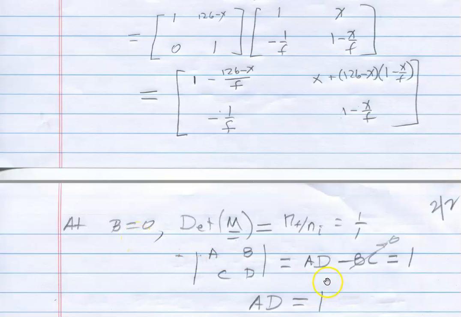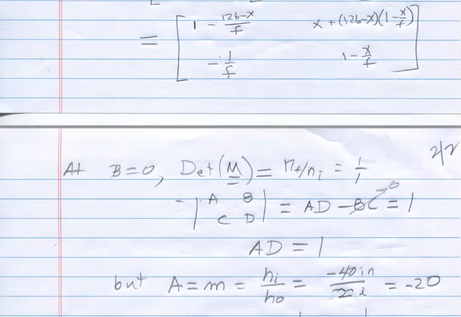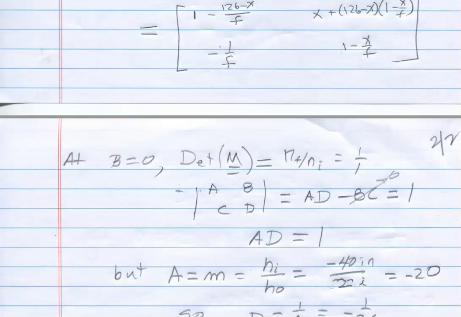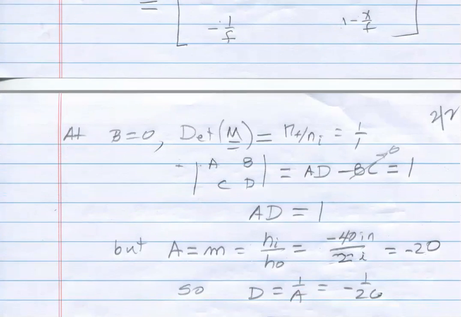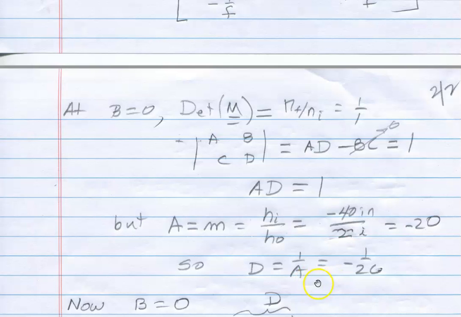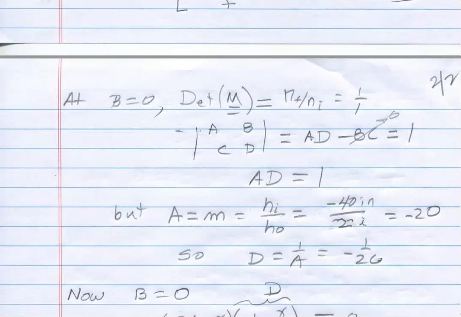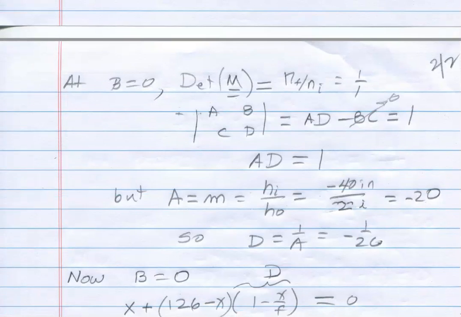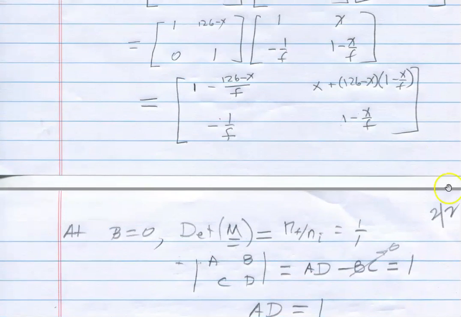At the image plane, B is equal to 0, so this one goes out, and I get that A times D is equal to 1. But as we've seen, A is minus 20, and so D is minus 1 over 20. And now then finally I can use our full imaging condition. Here is A, here's B, here's C, here's D. Okay, so here's B. I set that equal to 0.